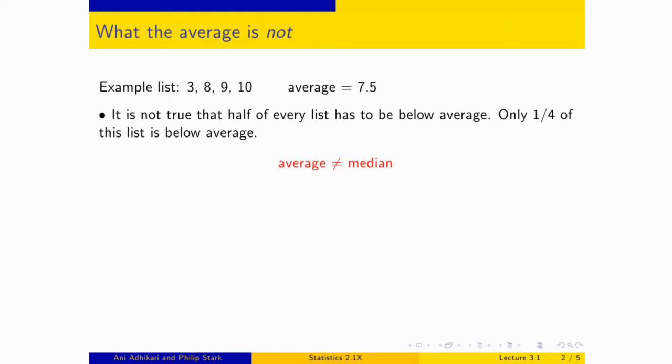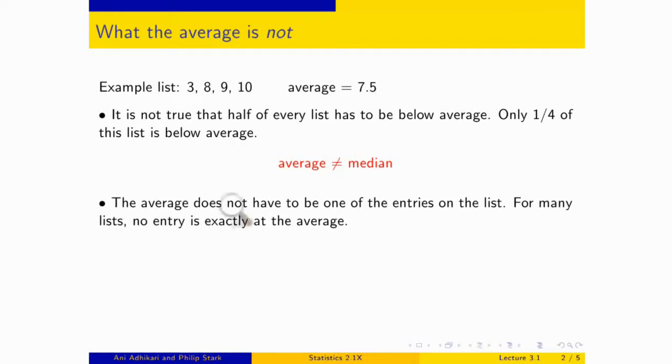One other thing. Do you see a 7.5 on this list? I don't. So it's worth noting that the average does not have to be one of the entries on the list. For many, many lists, you might have no entry that's equal to the average, and this is one of them.